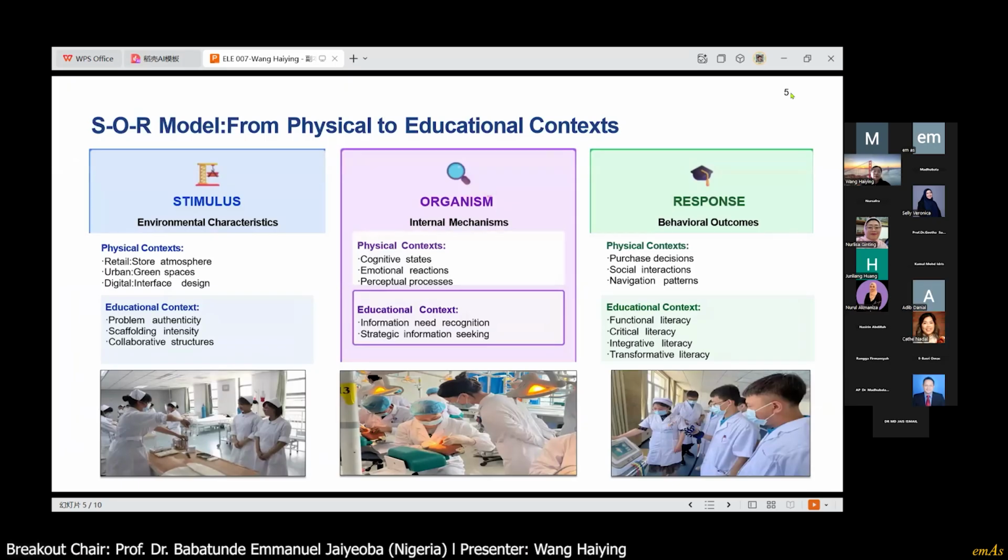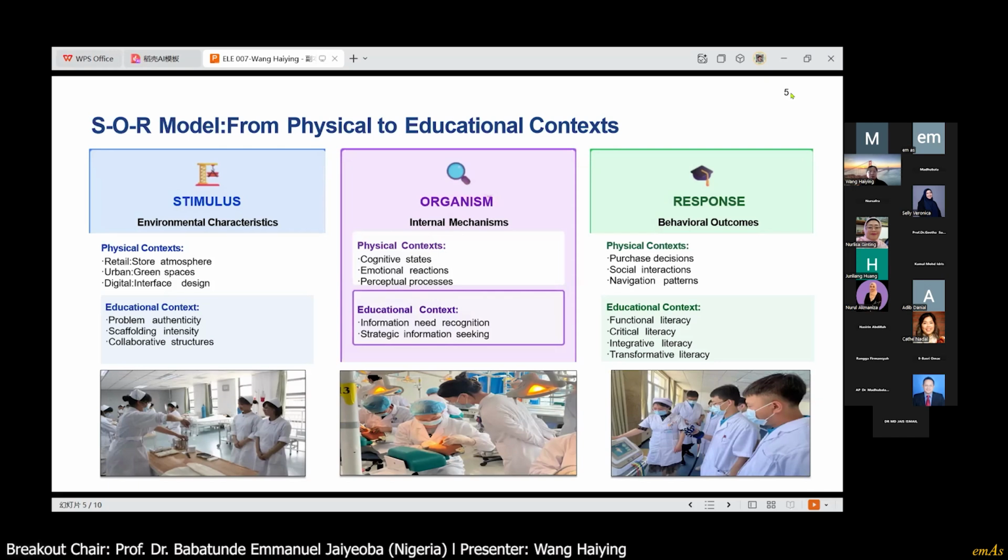Building on this framework, let me now elaborate on the three environmental design dimensions for the stimulus components. For the problem authenticity, it means using real clinical cases with incomplete information and unclear decisions. For the scaffolding intensity, it means providing structured support that changes over time. Start with strong support like templates and examples. And for the cooperative engagement, it means small group discussion, peer teaching, and shared problem solving. This matches real healthcare teamwork.